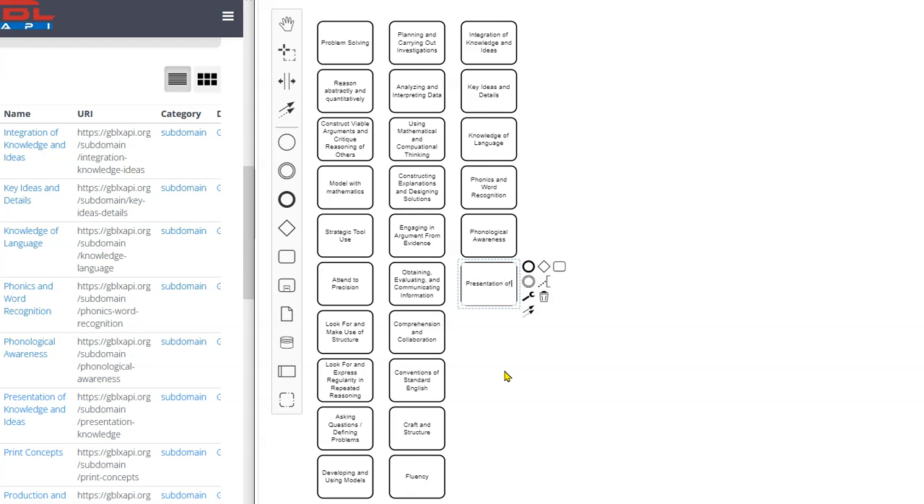Presentation of knowledge and ideas. Again, similar to public speaking, but you may have all this knowledge and you may have ideas, but how do you present that effectively to the common man on the street or a large group of people from different walks of life and different backgrounds? The presentation of that knowledge is critical to communicating what you mean. Print concepts.